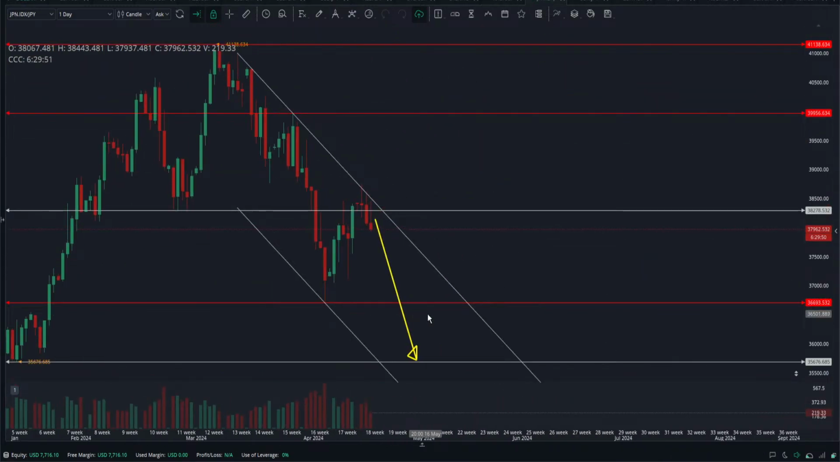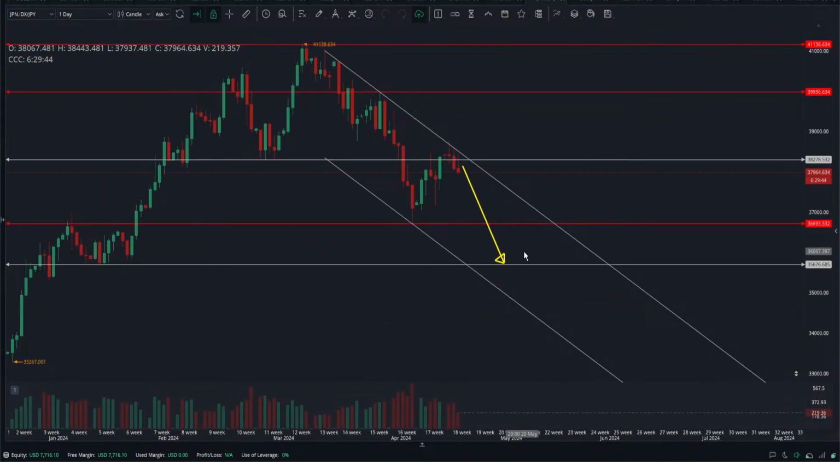Japanese index, we are expecting lower prices, 36,693. Below this, 35,676. We are expecting lower prices in the Japanese index based on these technicals. Any up move should be seen as a selling opportunity. 38,278 is the resistance. 36,693 is the support.